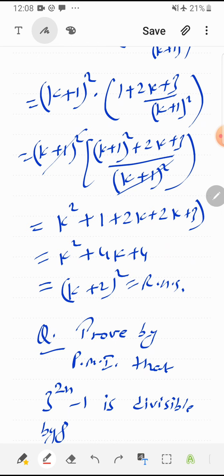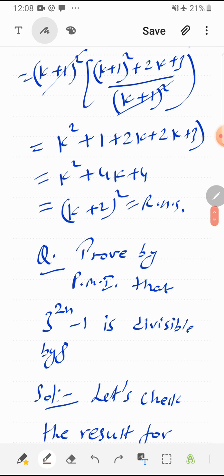Now these were some series completion kind of questions. Now let us come to the next type of question, which are divisibility type. In divisibility type questions there are one or two differences. First of all, there is no left hand side or right hand side officially given. The question is written in wording like: prove by PMI that 3 raised to the power 2n minus 1 is divisible by 8. Simply it is written like this.